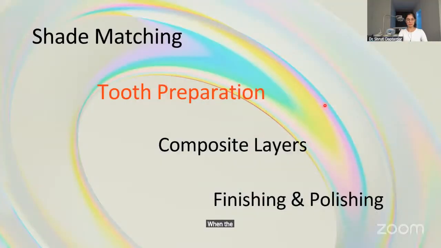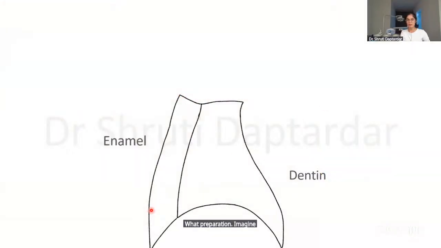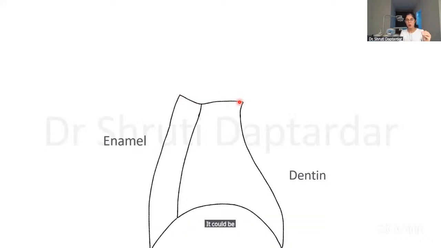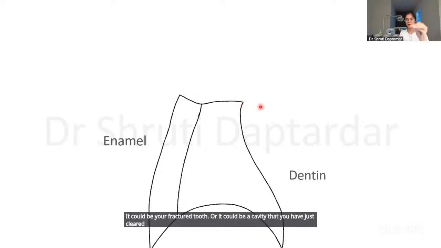Tooth preparation. Imagine this is the kind of tooth that you are supposed to restore. It could be your fractured tooth, or it could be a cavity that you have just cleared off and now you're ready to start your restoration.